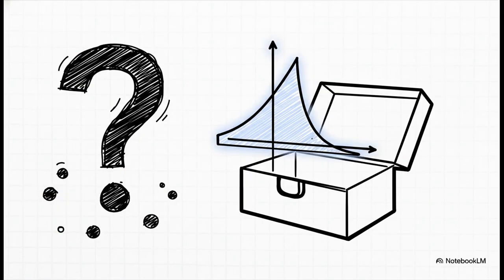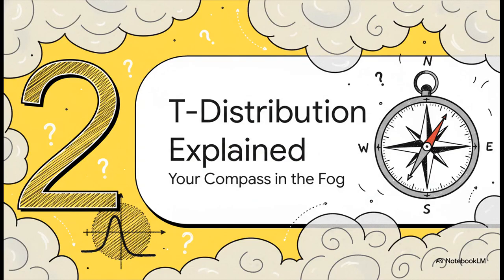Well, the answer isn't to just guess and hope for the best. It's to use a tool that was literally built for this exact situation. It's a method that lets us draw really strong conclusions from small, limited data. And that tool is called the Student's T-distribution. And that's the perfect segue into our next section. Let's really define what this tool is. Think of it as your compass when you're navigating through the fog of uncertainty.